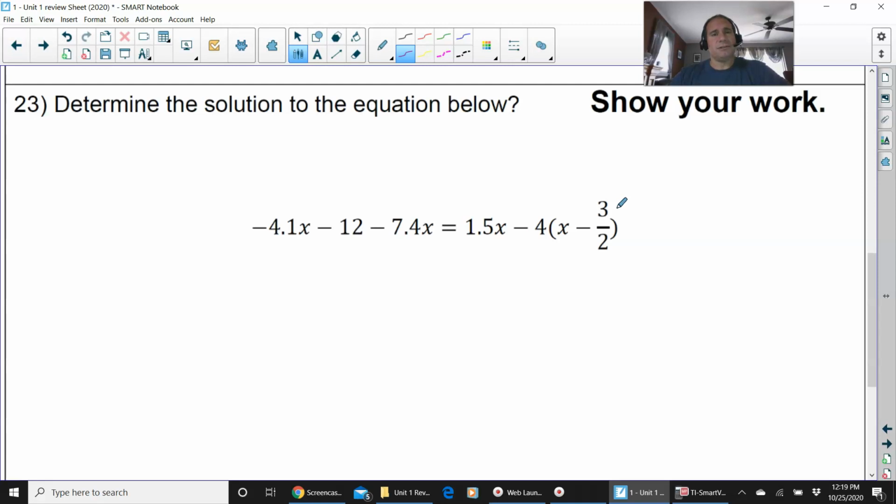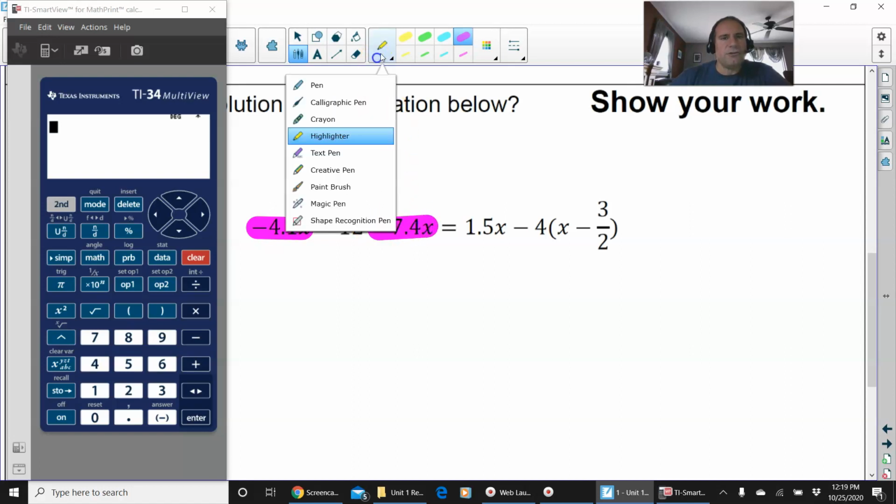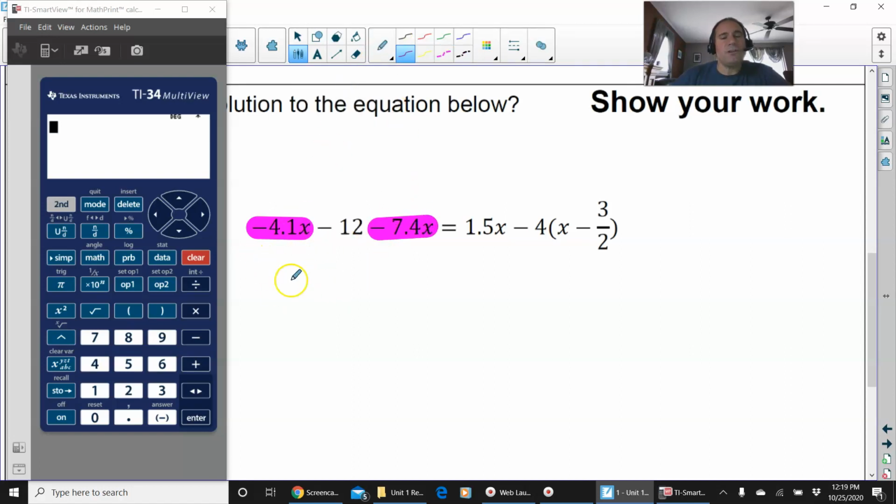Press pause now. Okay, so here we go. We're going to take a look at what's going on here. I'm going to highlight this right here, and I'm going to highlight this right here. Those are called like terms that are on one side. Remember, I said don't add 12, don't do anything going across. You're never going to get anywhere. So this is negative 4.1 minus 7.4.